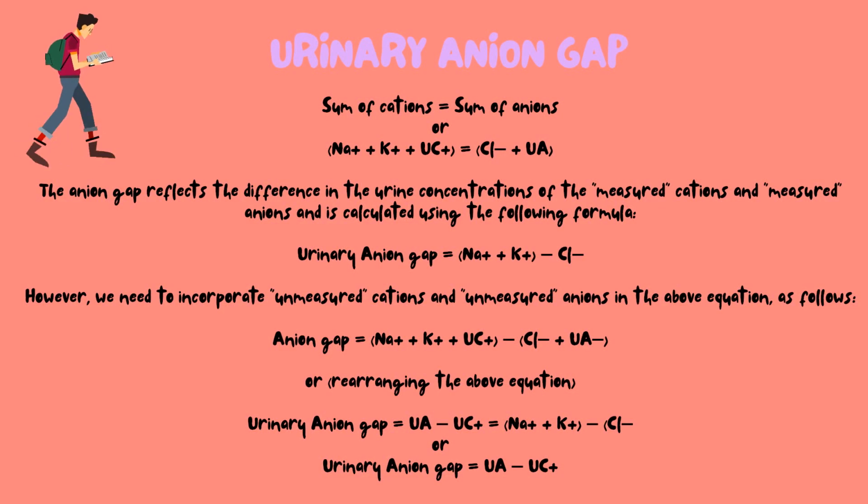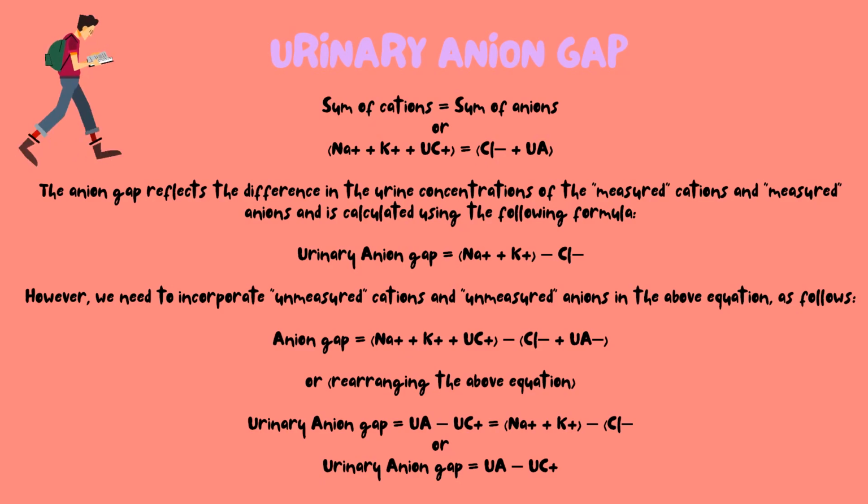As in the serum, we do have an anion gap in the urine as well. As in the serum, the sum of cations equals the sum of anions in the urine as well. So a urinary anion gap formula is different to the serum anion gap formula. Here the formula is sodium plus potassium minus chloride.